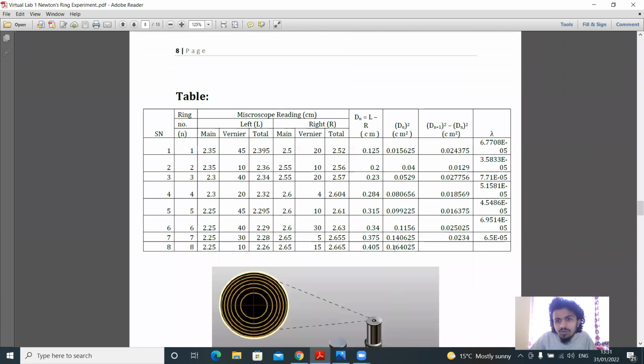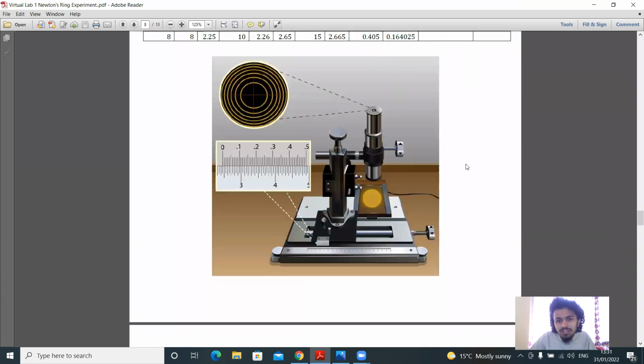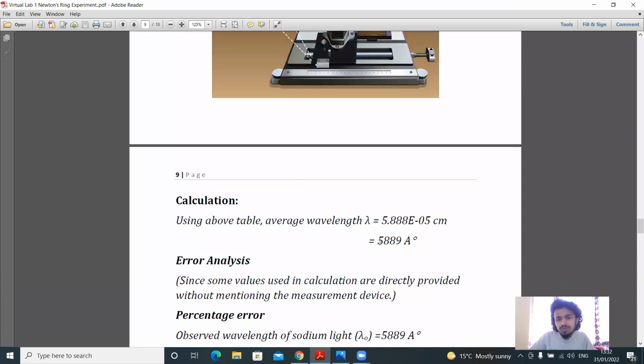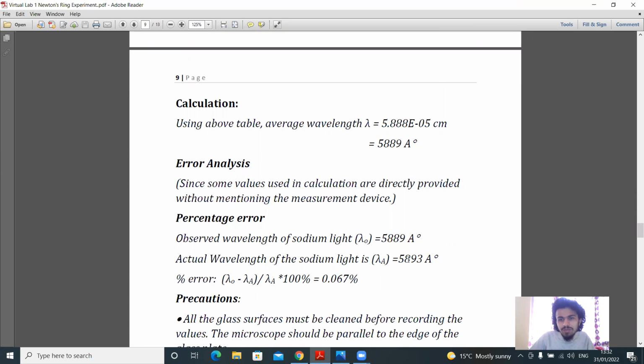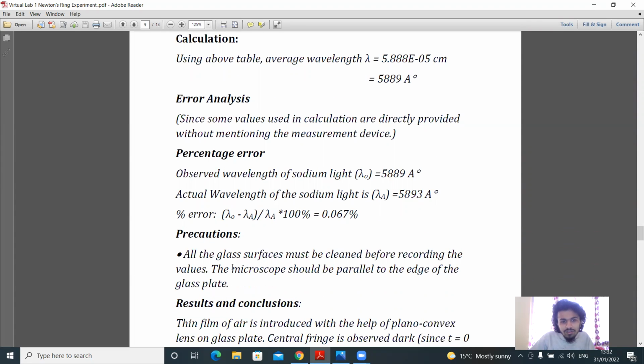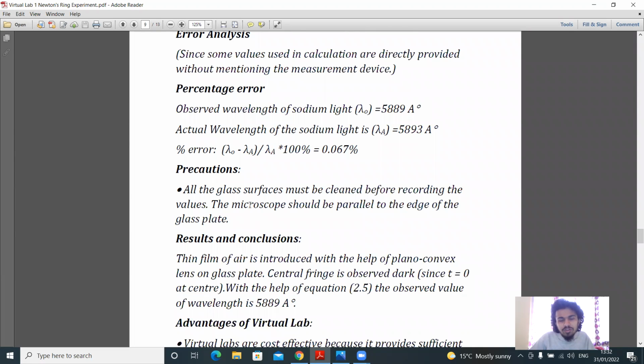After calculating the wavelength, we get the mean wavelength value as 5889 angstrom, which is very close to our actual value. The actual wavelength of sodium light is 5893, which is the mean of the D1 and D2 lines present in sodium light. I have calculated the percentage error here. The precaution for this experiment is, if we are conducting a real lab experiment, all the glass surfaces must be cleaned before recording the values.